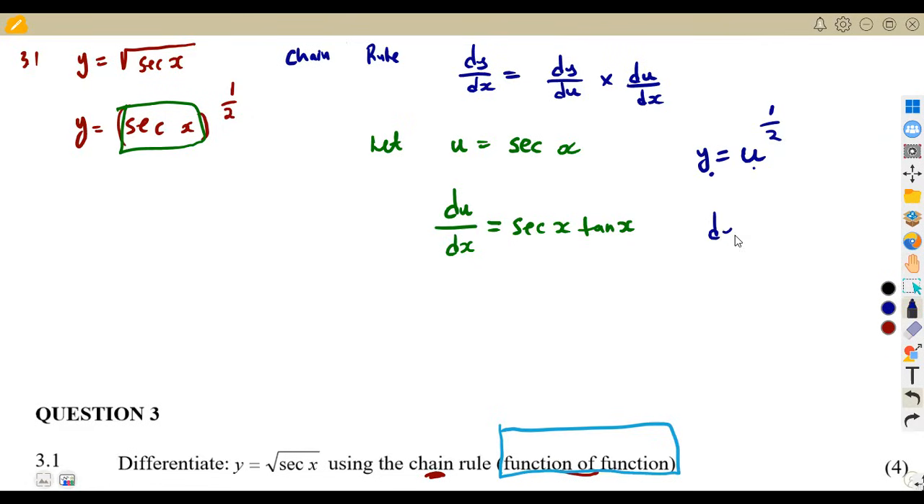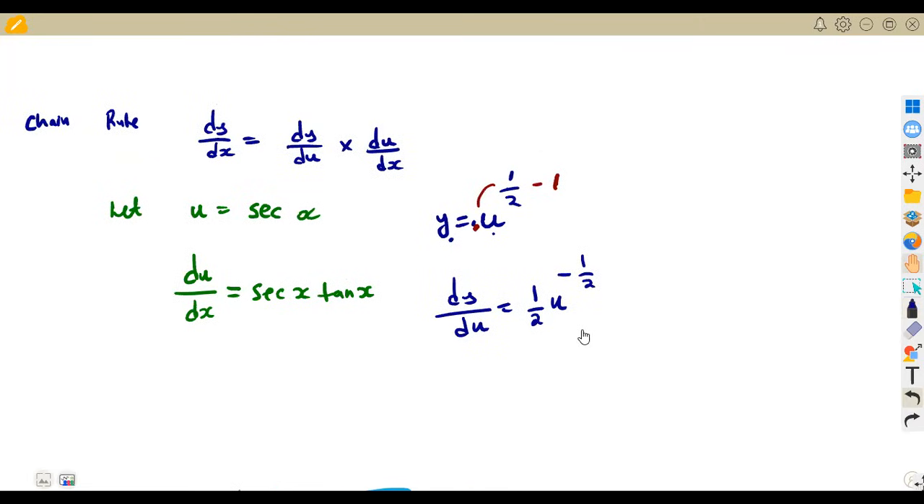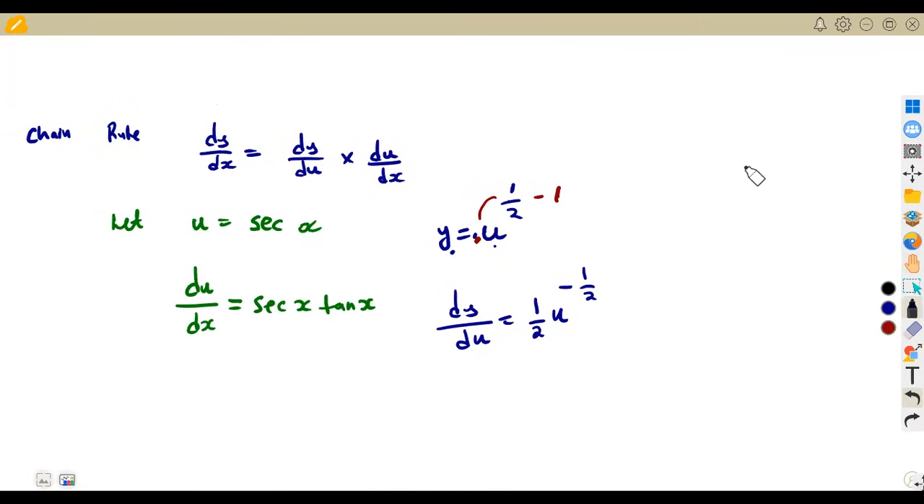So the derivative of y with respect to u is going to be, remember when you're given an exponent like this, you're going to drop the exponent, then you subtract 1 from the exponent. So we drop the exponent, which is a half, times 1, which is going to be a half. Then it's going to be u to the exponent of half minus 1, which is going to give us a negative half. For the case of simplification, it's best for us to apply our exponents and simplify this.